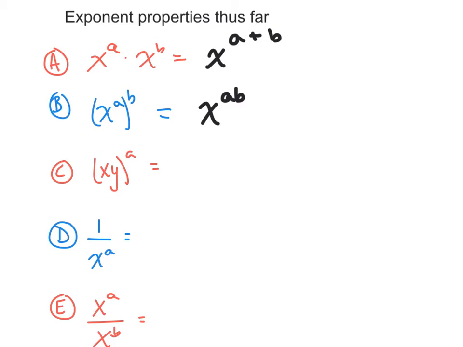C is raising a quantity to a power. And remember, that just tells us everybody in here gets raised to that power. So this is just x to the A times y to the A. D, 1 over x to the A. Well, that's our rule. If something went to the bottom, that means the exponent was negative. So this is really x to the negative A.